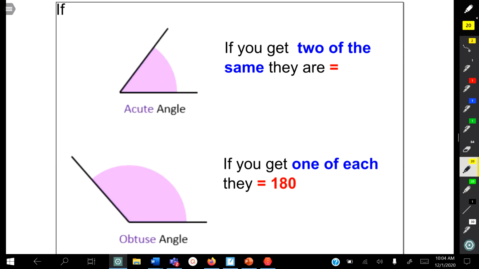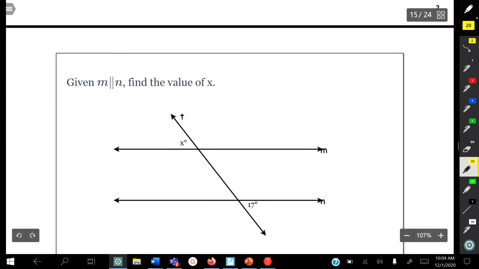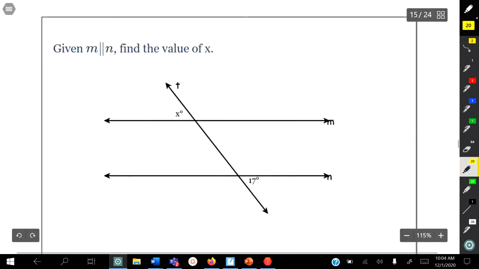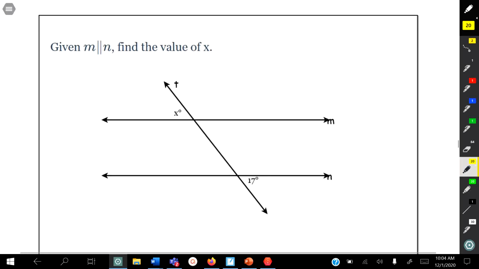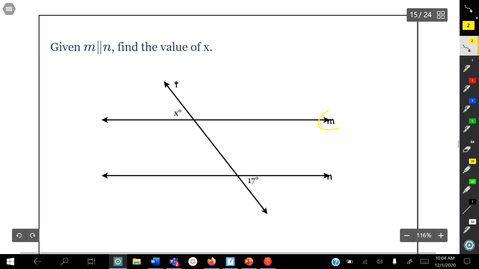So let's take a look at a couple of problems, and this is really easy. So take a look here. So here it says, given that line M and N are both parallel, right? They want you to find the value of X, which is this angle. We want to know what's the measure of this angle. Well, we know that this angle here is 17.